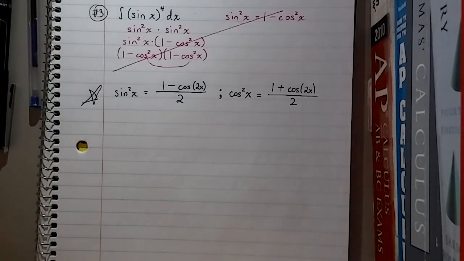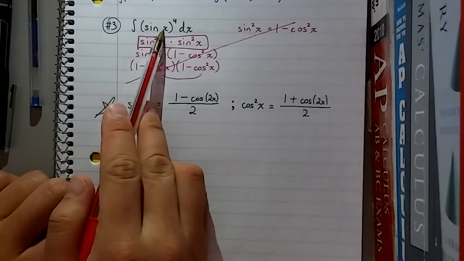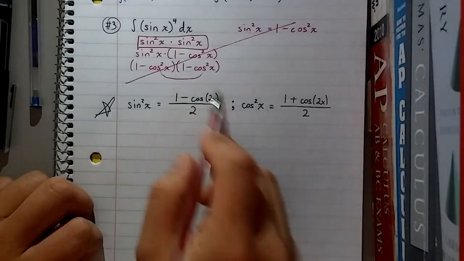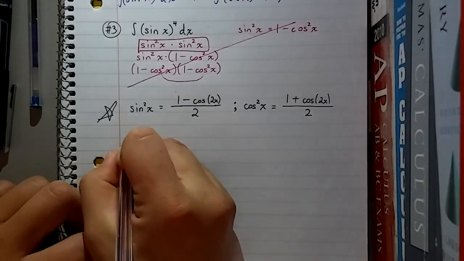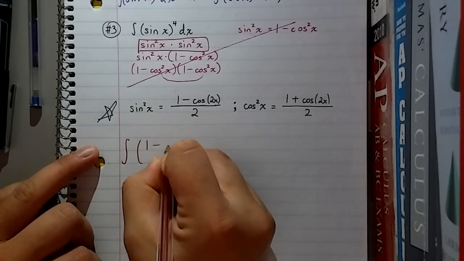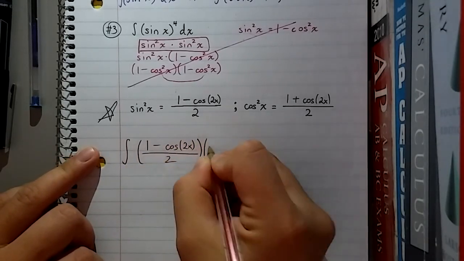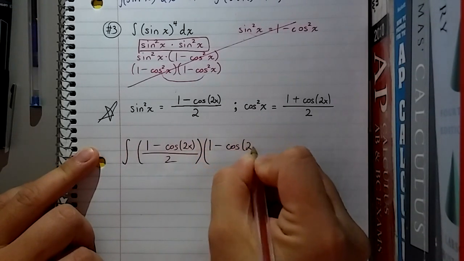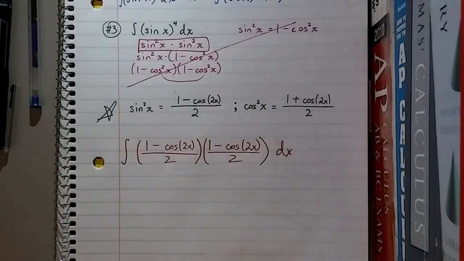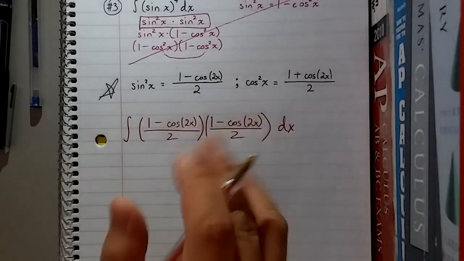So what we have to do is use this portion. Sine x to the 4th is sine x squared times sine x squared, but we're going to replace both with this instead. So integrate 1 minus cosine 2x all over 2 times 1 minus cosine 2x all over 2 dx. Again, u sub is not going to work in this. You could try it, but it's not going to work.